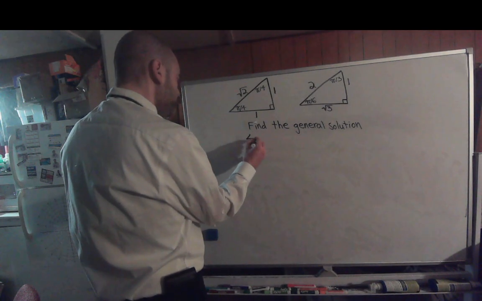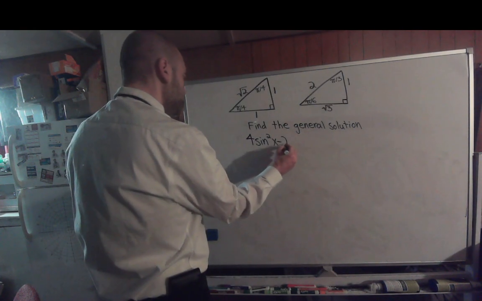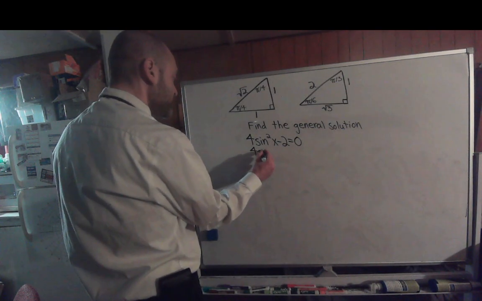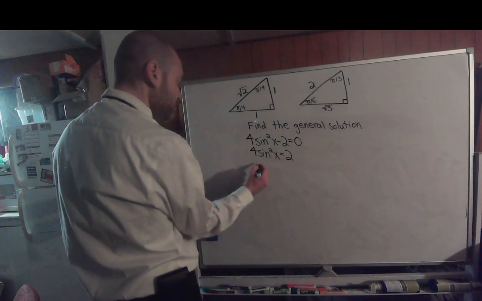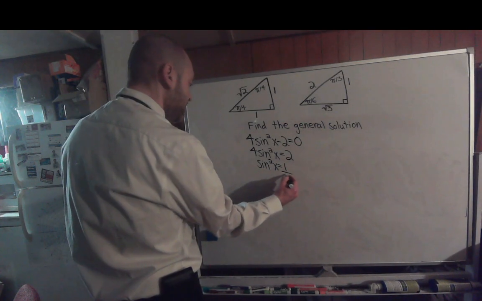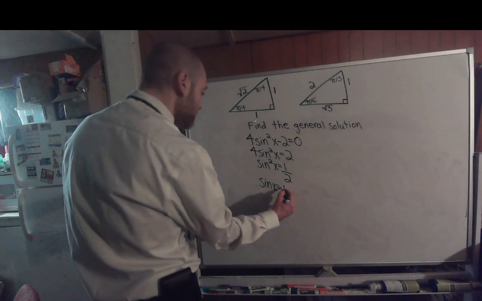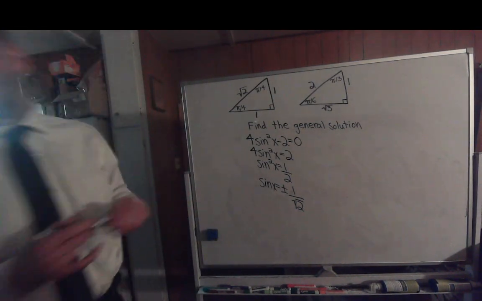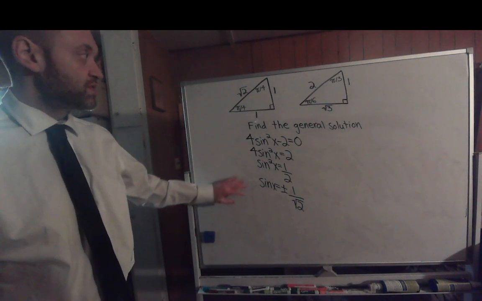Alright, so we have 4 sine squared of x minus 2 equals 0. So this would, of course, give you 4 sine squared of x equals 2. Sine squared of x equals 1/2, which would give you that the sine of x equals both plus and minus 1 over the square root of 2. Now, you have all 4 quadrants worth of solutions.